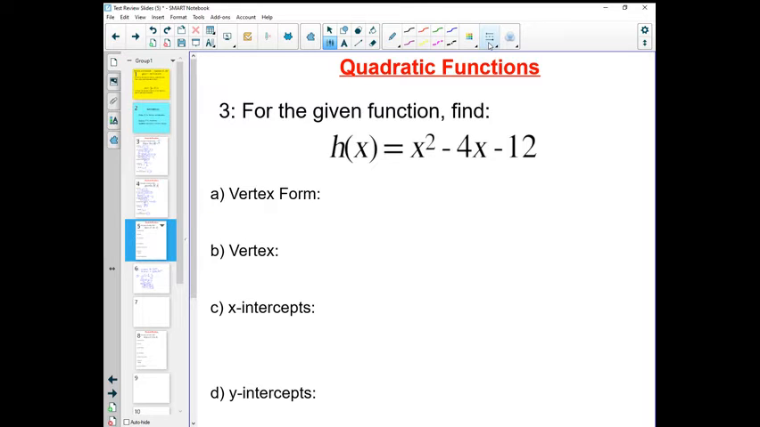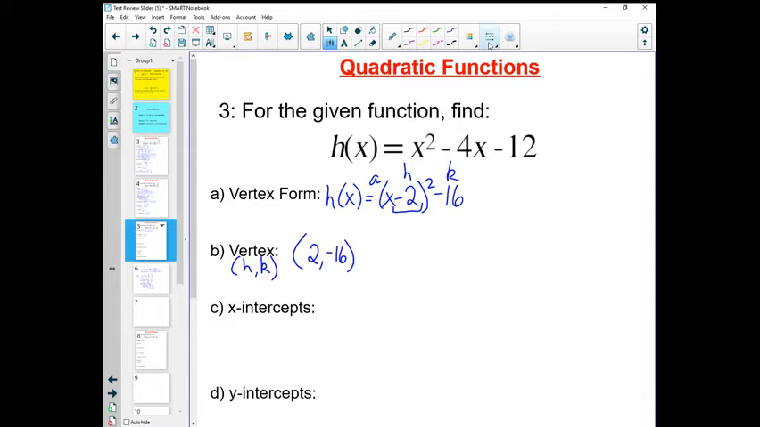Starting with part A, our question says find the equation in vertex form, which we just did on the previous slide. H of x equals x minus 2 squared minus 16. Now I'm going to label my variables A, H, and K. The vertex is H comma K. H is the opposite, which is positive 2, and K is negative 16.